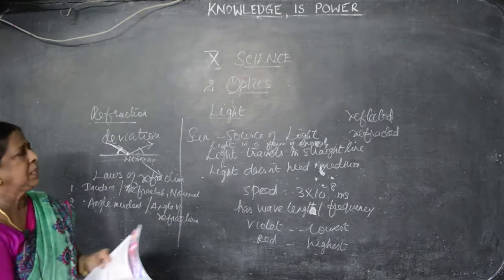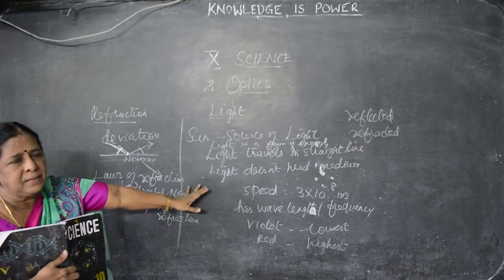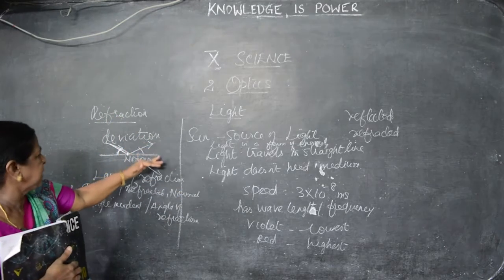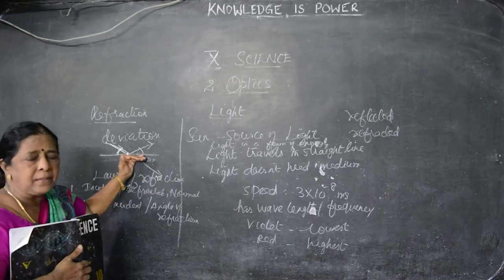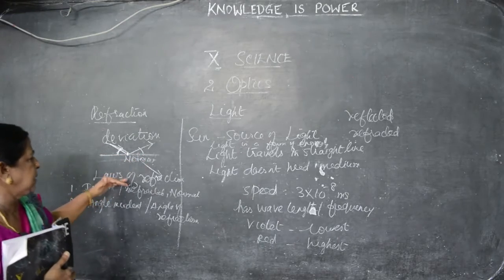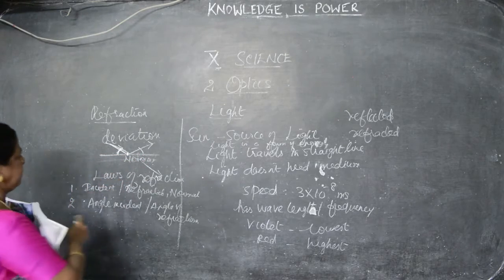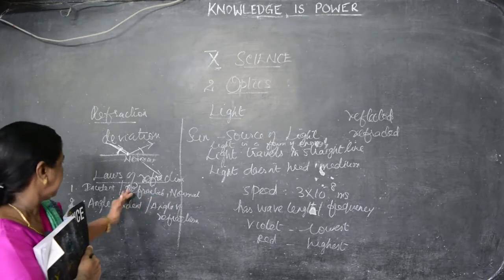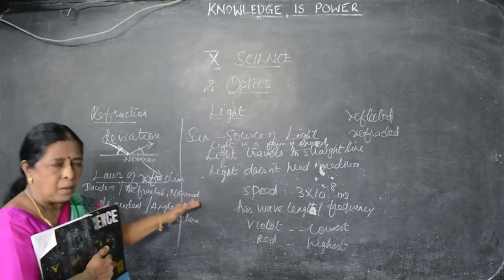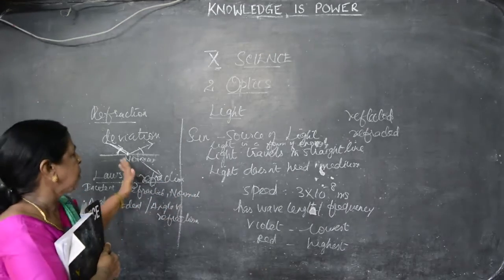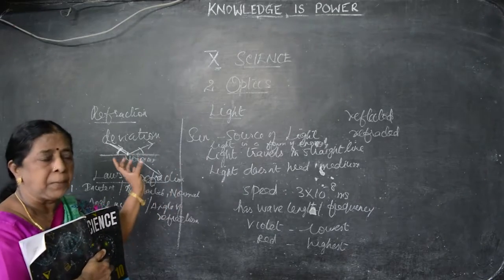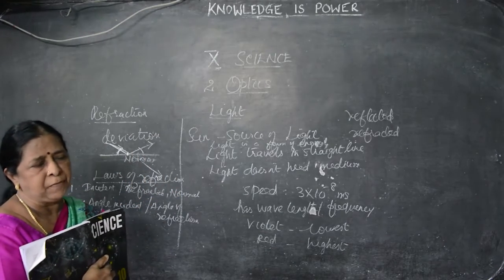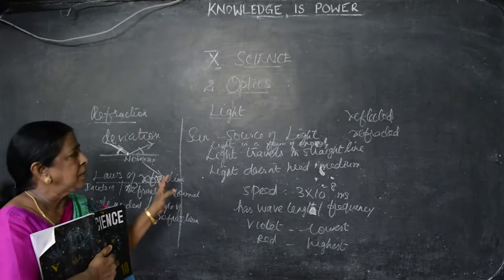So, what have we seen? Properties of light. What is refraction? That deviation is known as refraction. Based on that there are 2 laws, the laws of refraction. What are the laws of refraction? The incident ray, the refracted ray and the normal all lie in the same plane. Same plane means same place. Then the angle of incidence is equal to the angle of refraction. Clear, children? We got 2.